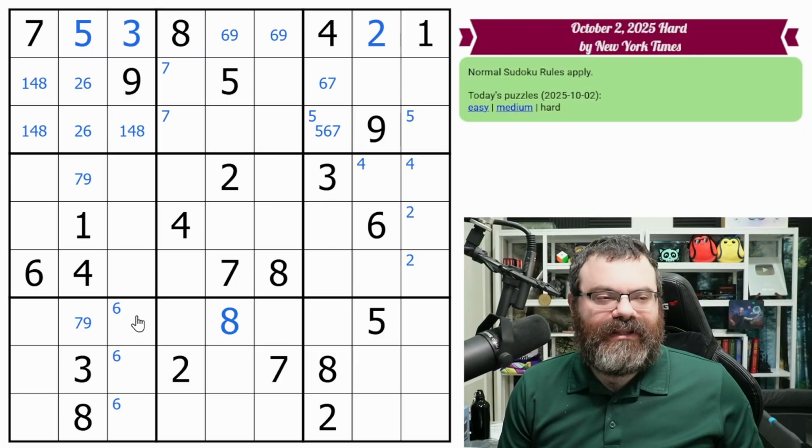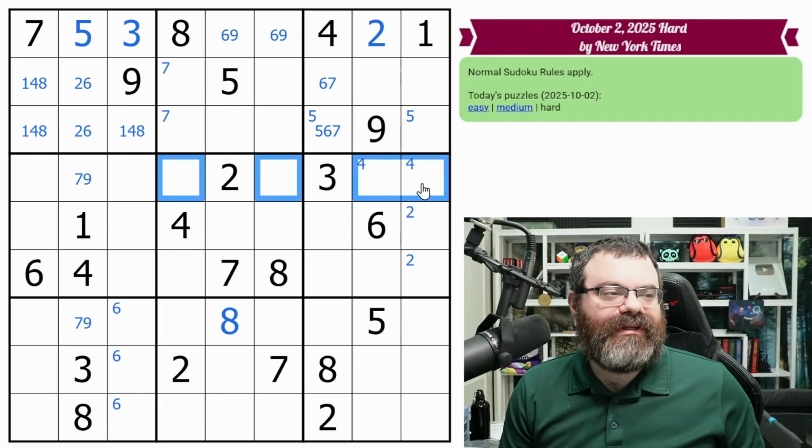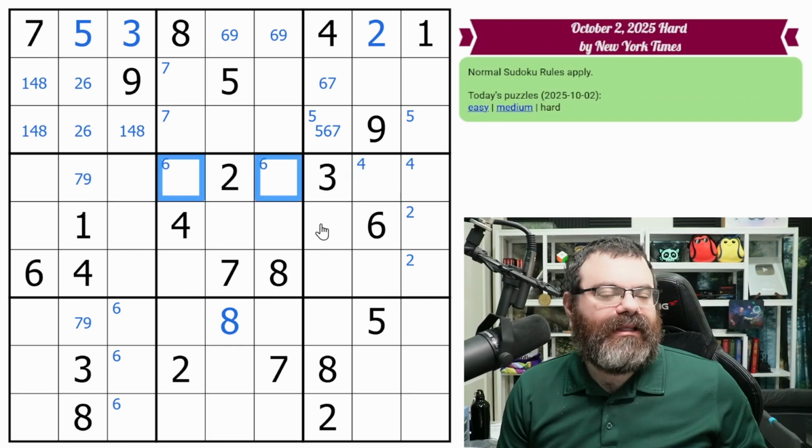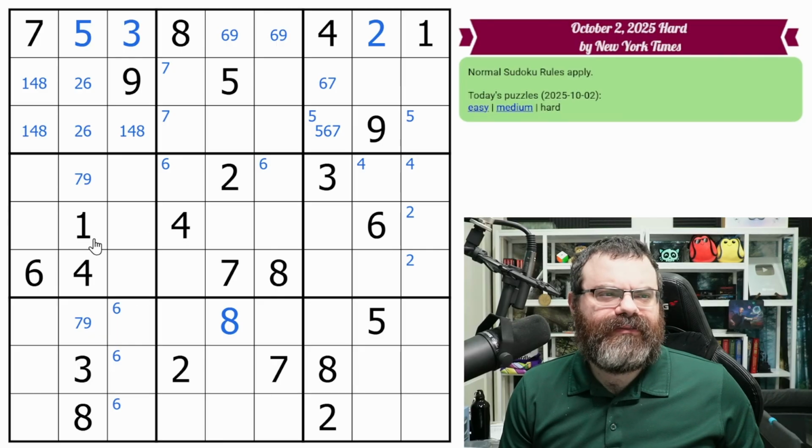I don't think there's anything else defined up here right now. We have 1, 4, and 6 here. So we know within these 4 cells, we need a 1, 4, and 6. I guess the 6 is over here, which we would have just found with buddies. The 4s, the 6s. Is there anything to do here? 1, 4, 6. I'm not seeing anything here.